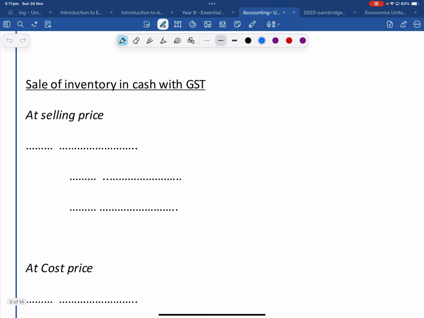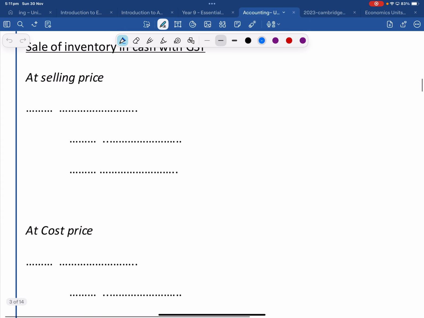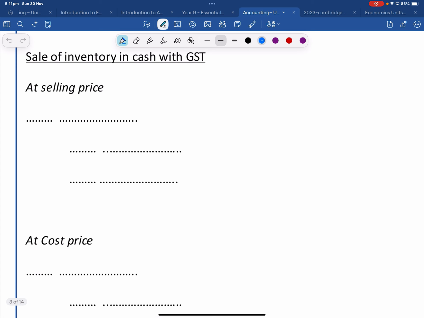Okay. Why do we say selling price and cost price? Because we have one at selling price and then the other one cost price. Okay. Right. Selling price, debit, bank.